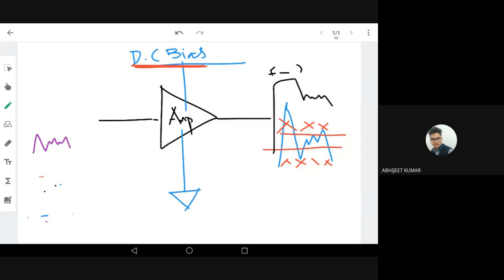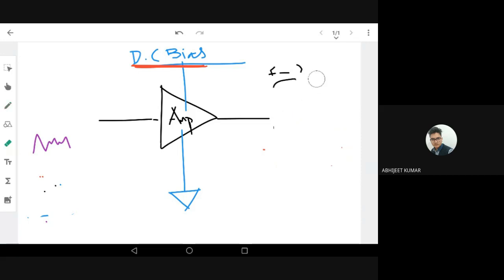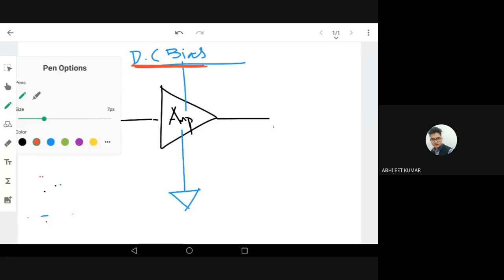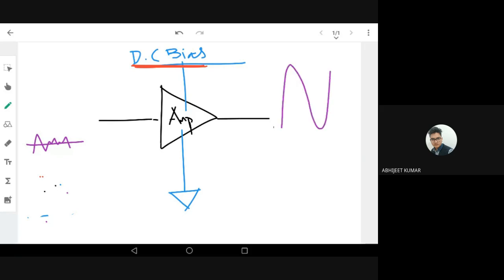So what is the significance of the operating point in an amplifier? The operating point is the point over which your output is riding. For example, this is the input and the output is like this. Here there is a point over which your output AC signal, a fluctuating signal, is riding. For example, this can be 3 volt.